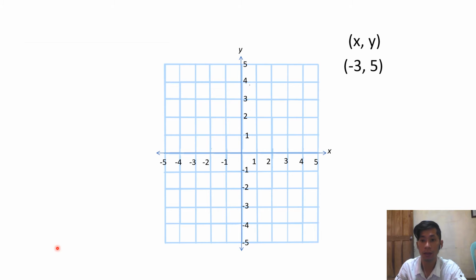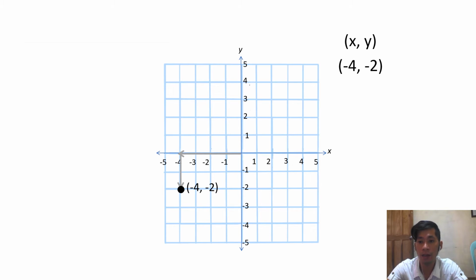Another example. Let's plot (-3, 5). Start with the origin first. What is the x-coordinate or the abscissa? That is negative 3. So you count 3 units to the left: 1, 2, 3. Then, since the y-coordinate or the ordinate is positive, you count 5 units upward. And that is the point (-3, 5).